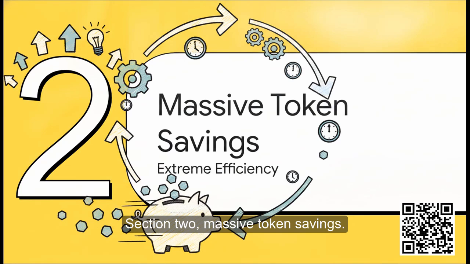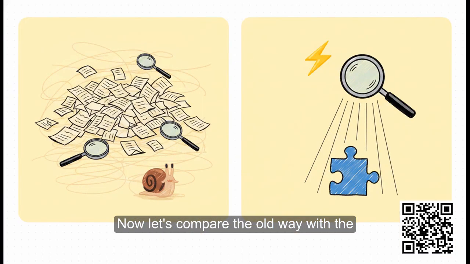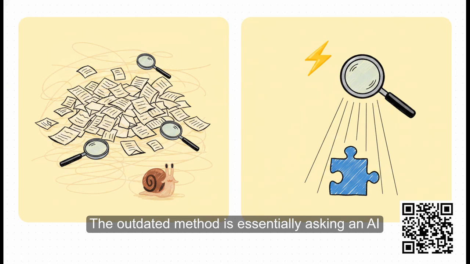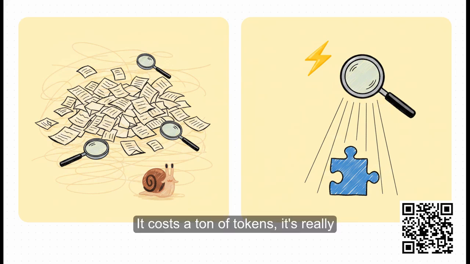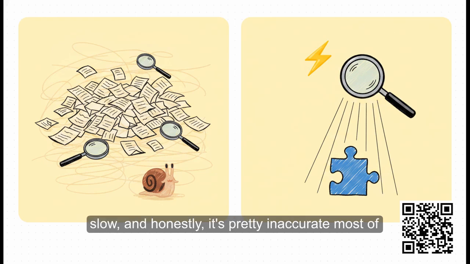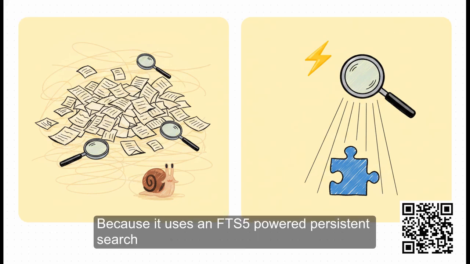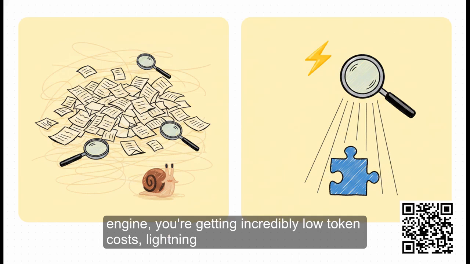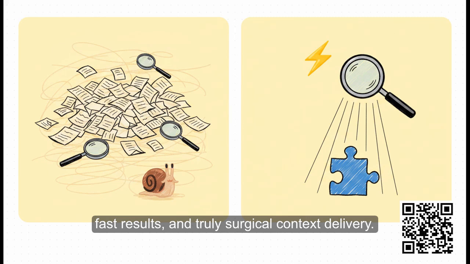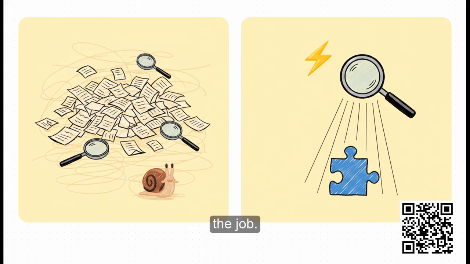Section 2. Massive token savings. Now, let's compare the old way with the new way. The outdated method is essentially asking an AI model to manually scan your file trees. It costs a ton of tokens, it's really slow, and honestly, it's pretty inaccurate most of the time. But then you have Dectl. Because it uses an FTS5-powered persistent search engine, you're getting incredibly low token costs, lightning-fast results, and truly surgical context delivery. You aren't forcing the AI to blindly read your whole project, you are just handing it the exact puzzle piece it needs to do the job.